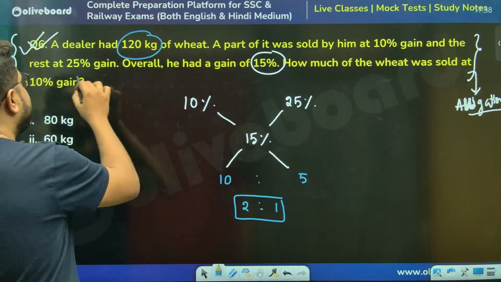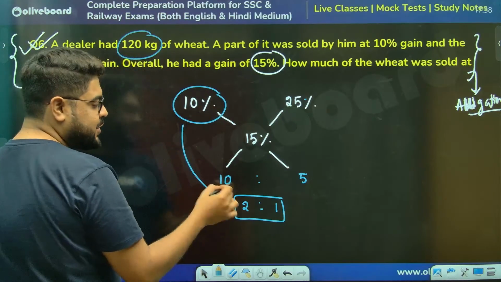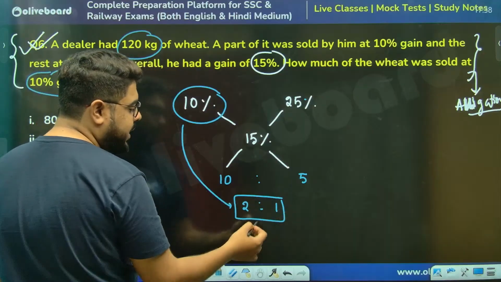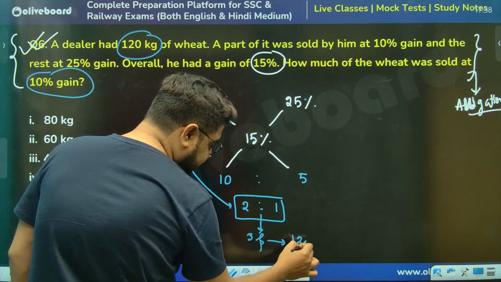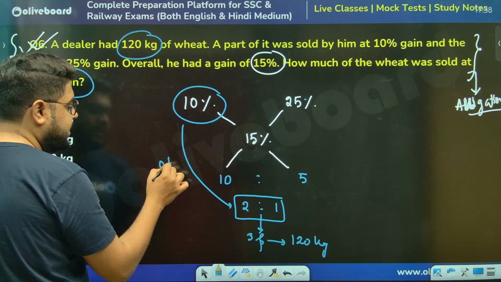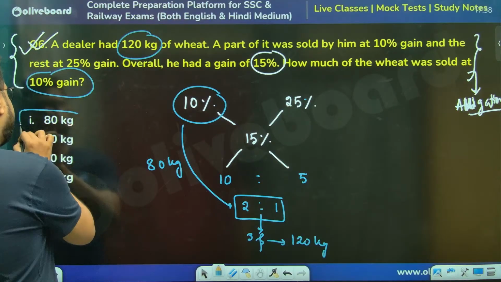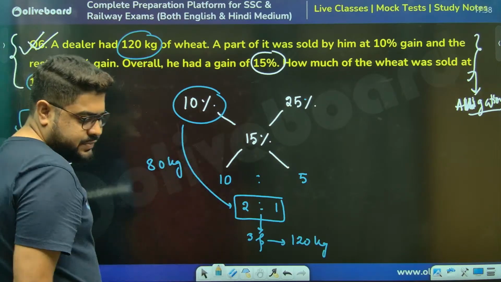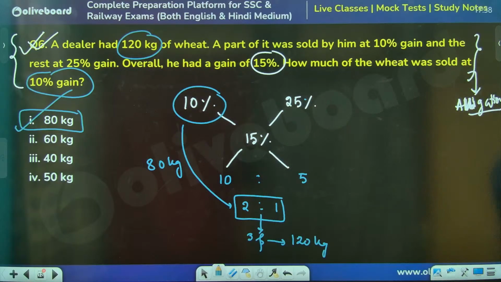Now they are asking only the 10% part. So you divide 2 plus 1, 3 parts total. That is equal to 120 kgs. So every part is 40 kg, 2 parts will be 80 kgs. That is most definitely your answer, option 1. This was a relatively much easier question.